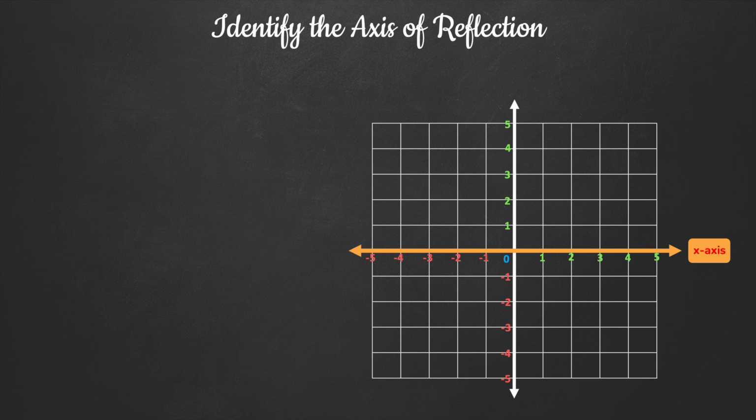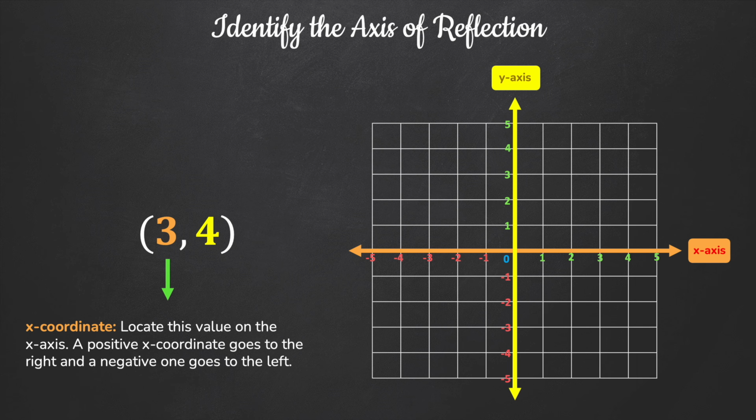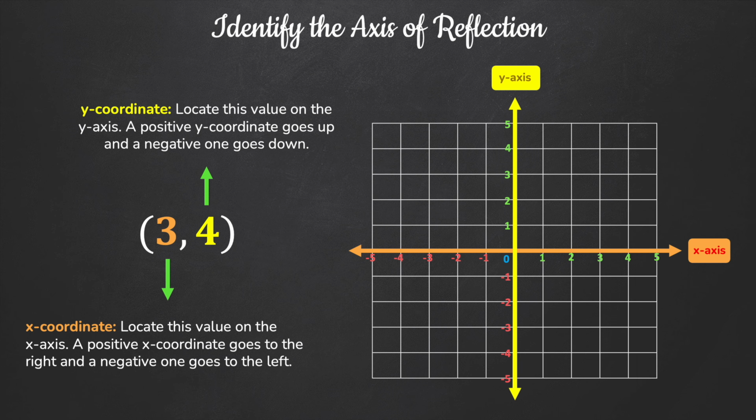So again, we have our x-axis and our y-axis. Whenever we're given a coordinate such as 3, 4, the first value is our x-coordinate. And we can locate this value on the x-axis. So if we have a positive x-coordinate, we're going to go to the right. And if we have a negative one, we're going to go to the left. Our second value here is our y-coordinate. And we can locate this value on the y-axis. A positive y-coordinate goes up and a negative one goes down.